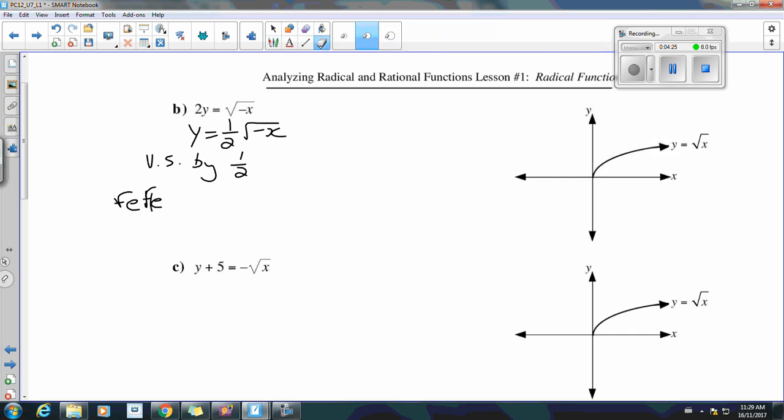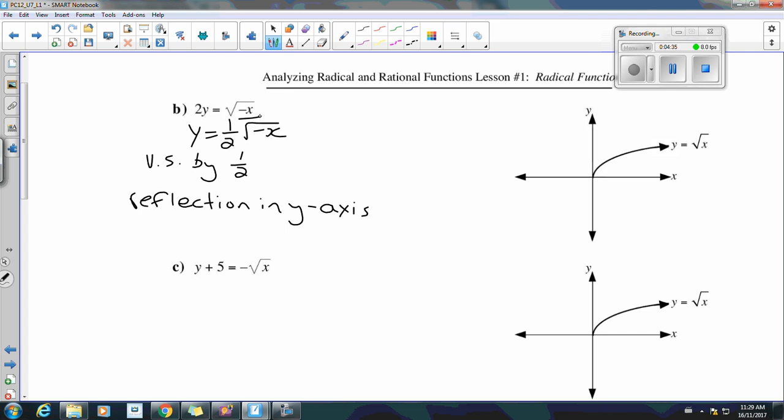Okay, I'm struggling here. Reflection in the y-axis. So that x being replaced by negative x in the function means we multiply all of our x values by negative 1, which means it's going to reflect in the y-axis. So this is now going to look something like this. We multiply our y values by 1/2 and all our x values by negative 1.